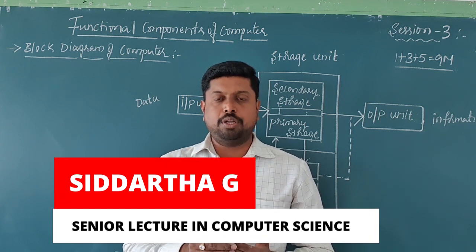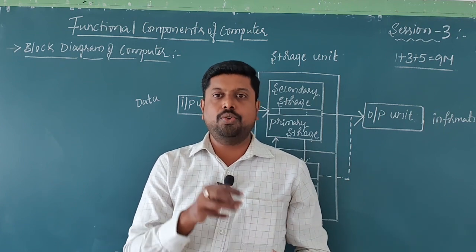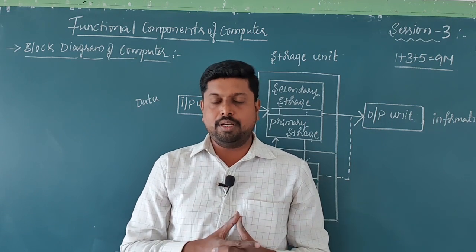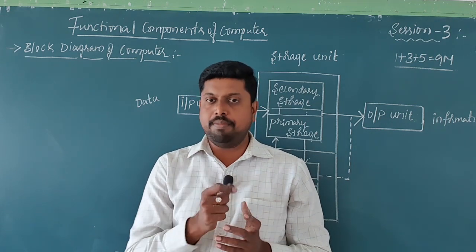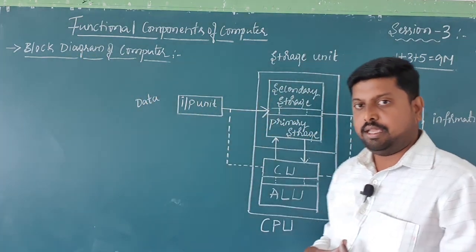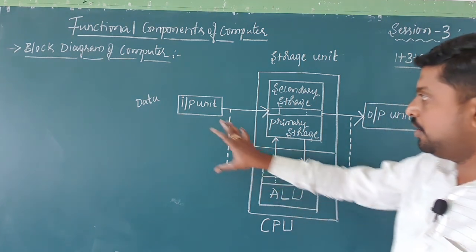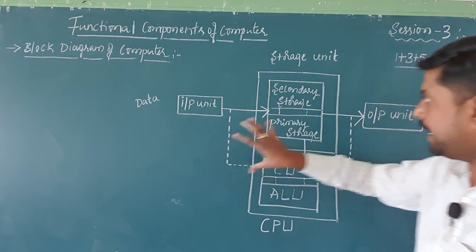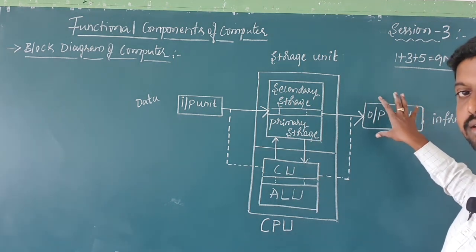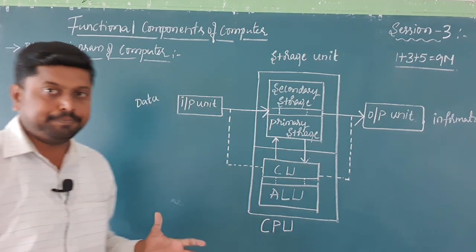So in this session, we are going to discuss how the data and the information are stored in the computer. To explain this particular component of the computer, we need one diagram. Remember, that diagram is what we call the block diagram of the computer. If you are able to see this diagram clearly, there are three major units. One is the input unit, the second is the storage unit or central processing unit, and the third is the output unit.